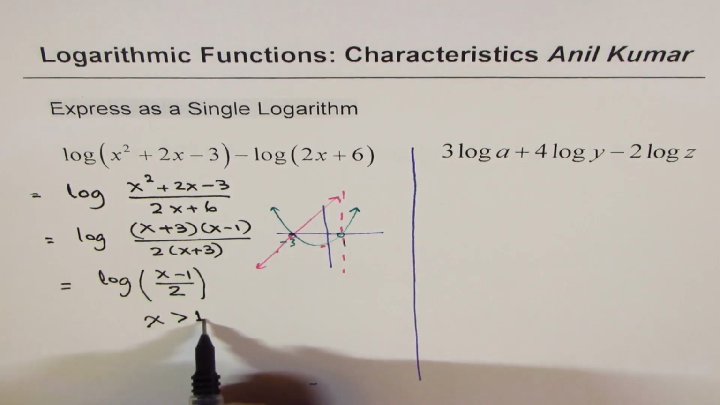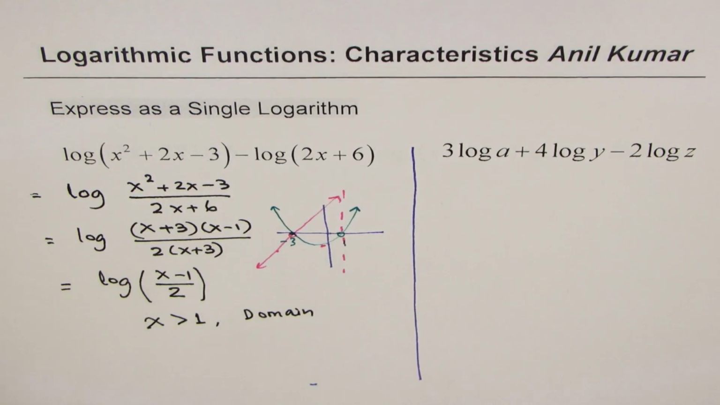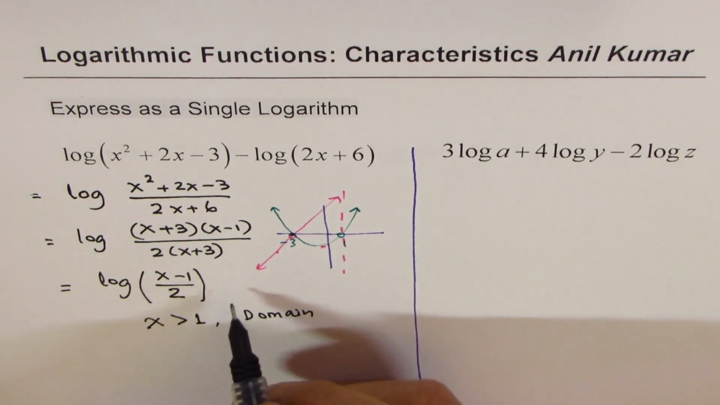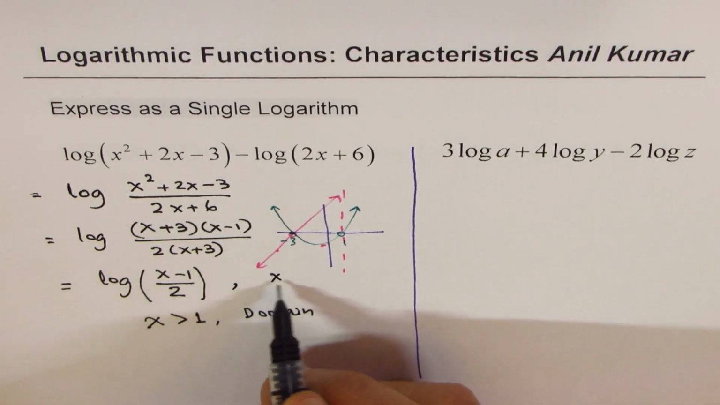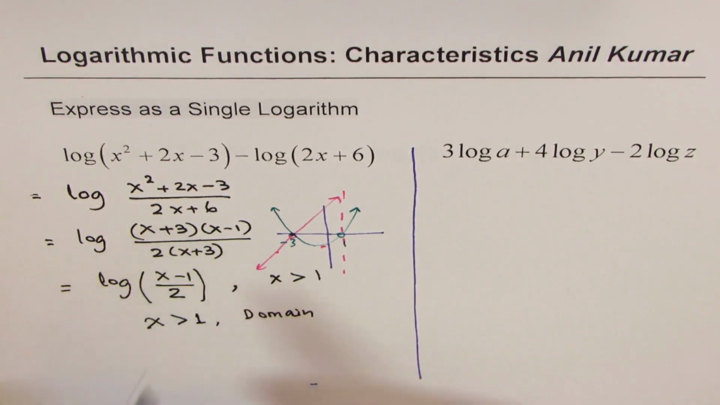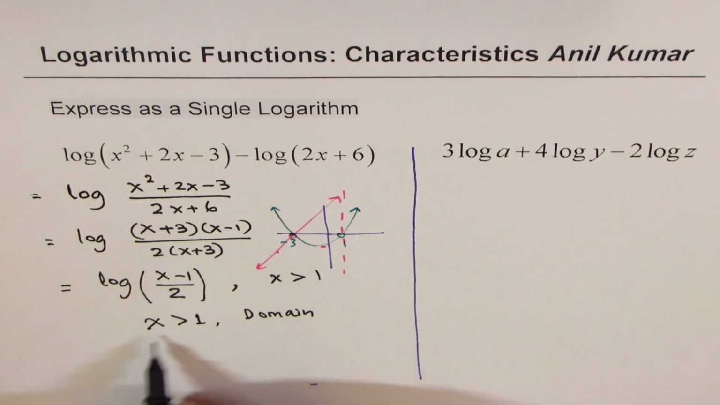So x should be greater than 1, so that is the domain, or you can say the restriction on this logarithmic function. Perfect. Whenever we write a single log, it is good practice to also write the domain. So we can say here x is greater than 1. I've also considered what cancelled out. Do you see that? Anyway, that is very important to understand.